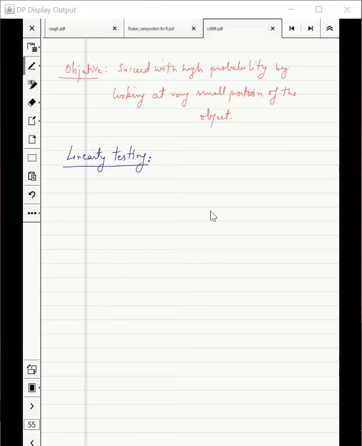Okay, let me give this example and then it might be clearer. What do I mean by far away, and what do I mean by looking at very small portions of the object? So let's talk about linearity testing, where my object is a function. What is the property? I want to check whether the function is linear or not. Do you want to guess when is a function linear?